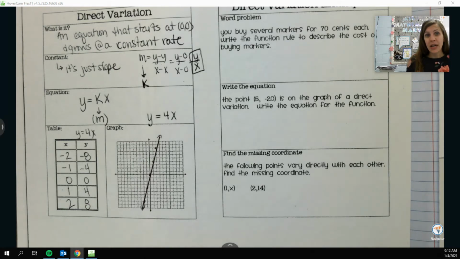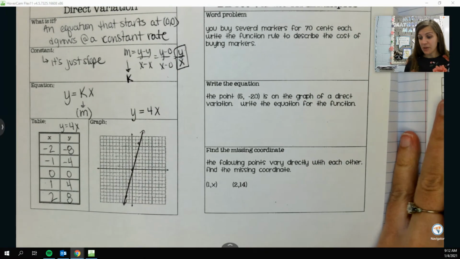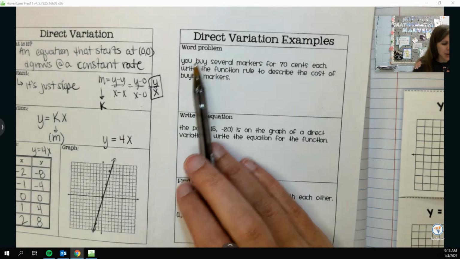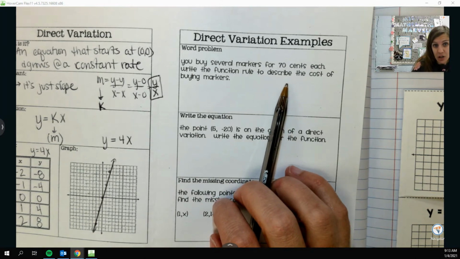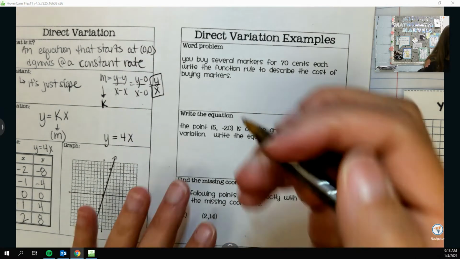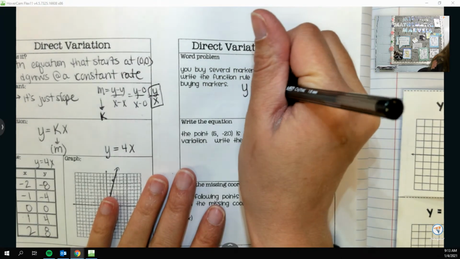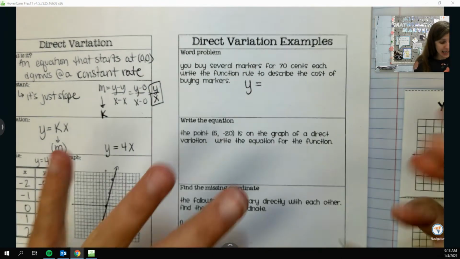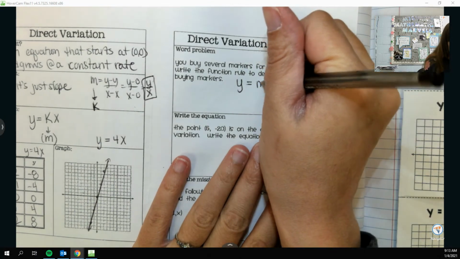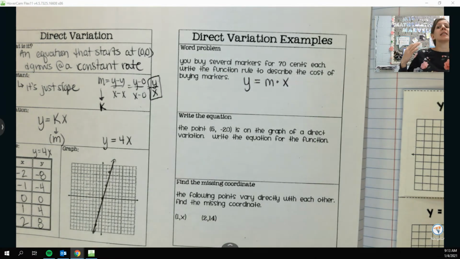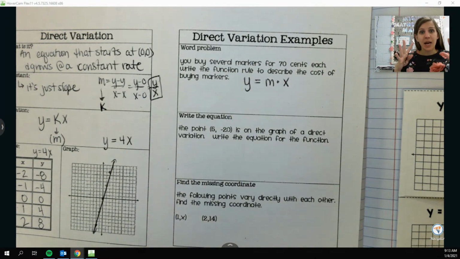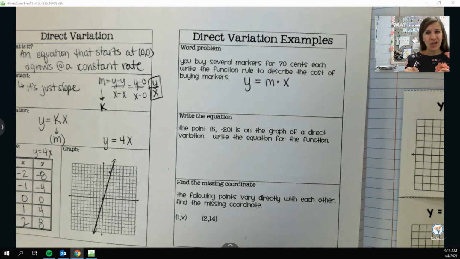Now, we can also do direct variation when it comes to word problems. So, for example, you buy several markers for 70 cents each. Write a function rule to describe the cost of buying markers. Well, because I'm only buying markers and nothing else, this will be direct variation. So like y equals m times x or k times x. Because every time I buy a marker, I'm going to spend 70 more cents. So we're increasing by 70 every time. And the starting value is 0, because if I don't buy anything, then I haven't spent any money.